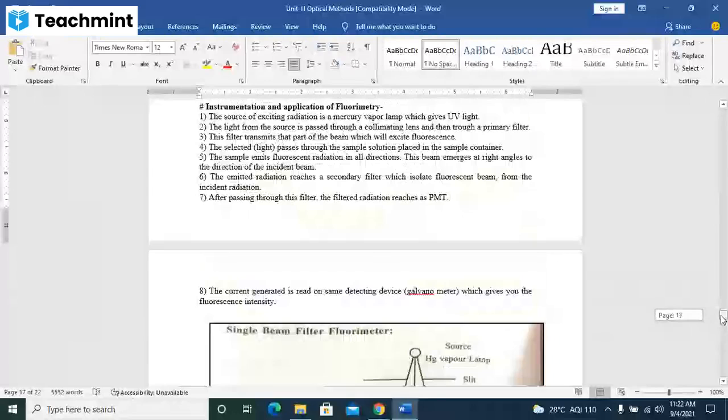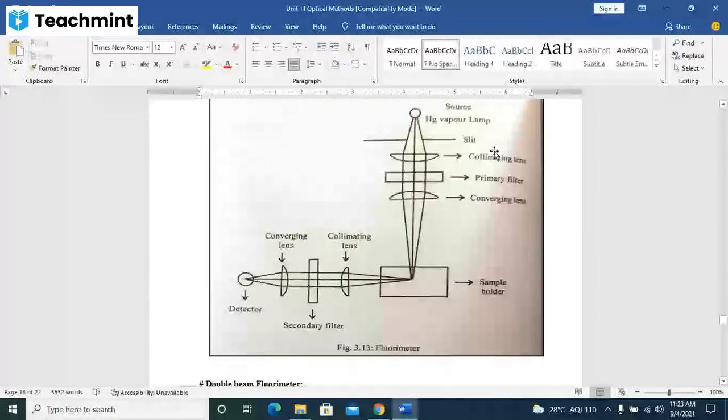ये डायग्राम है. अभी यहाँ पे जो जो चीजें आपको नजर आ रही है, पहला तो सोर्स है, बाद में कॉलिमेटिंग लेंस है, फिल्टर है, देन लेंस है, फिर सैंपल होल्डर है. मतलब सोर्स से आने वाला लाइट कॉलिमेट होता है, कॉलिमेटिंग में से प्राइमरी फिल्टर में जाता है, फिर इसमें से सिलेक्टेड वेवलेंथ कन्वर्जिंग लेंस में आती है, फिर यहाँ से सैंपल में फॉल होती है, फिर सैंपल में से आने वाला रेडिएशन falls on the collimating lens and then transfers to the secondary filter, then converging lens and finally to the detector. These are the basic parts of this particular fluorimeter.